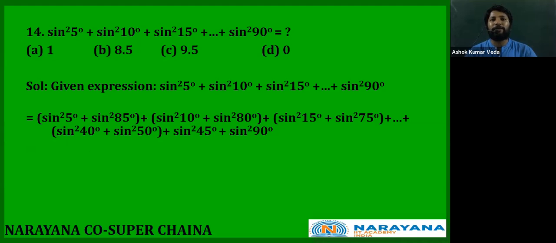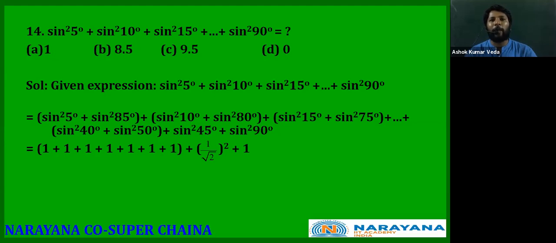Every bracket. So each bracket we know sine square theta plus cos square theta is 1, and therefore in every bracket it becomes 1 plus 1 plus 1 and so on, right? All the way up to when we reach sine square 45, it is 1 by root 2 the whole square, and sine square 90 is 1. How many brackets are there? How many ones do we get, right? You have to be very careful here.